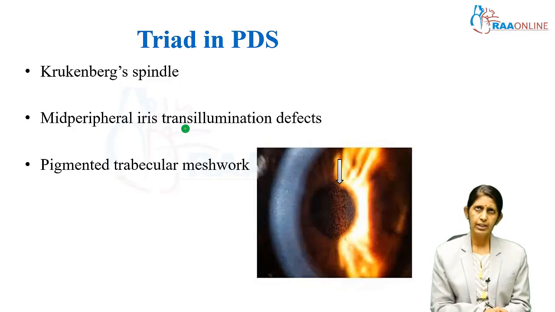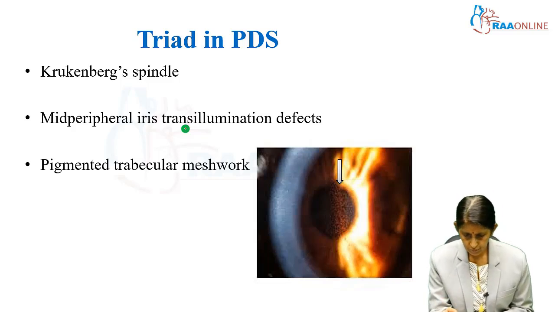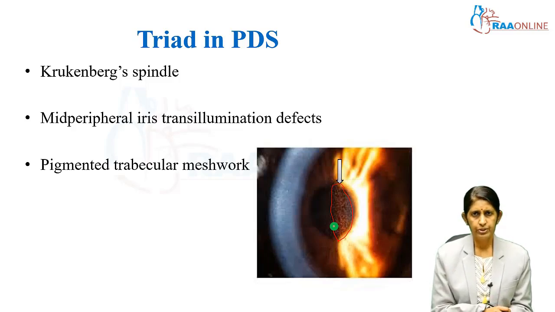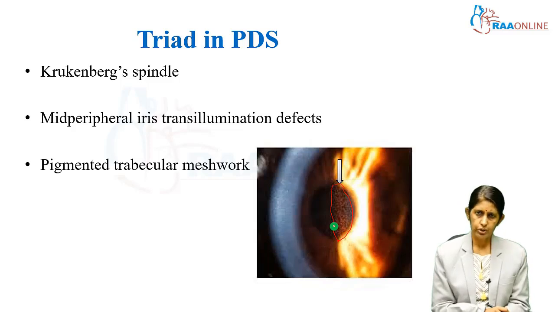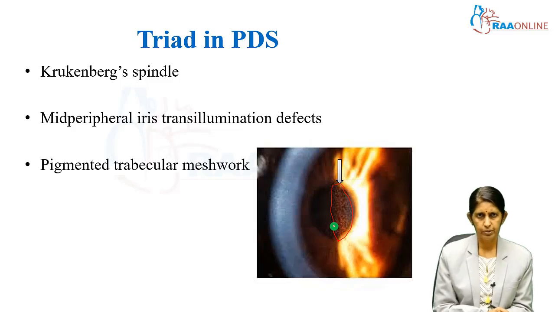So, what are we going to see in the eye? You are going to see a characteristic Krukenberg spindle, which is what you are seeing in this picture. This area has deposition of iris pigments in the form of a spindle, and this is usually identified on slit lamp examination. When you see this spindle-shaped deposition of iris pigments, usually we need to examine the angle of these patients to rule out pigment dispersion syndrome.